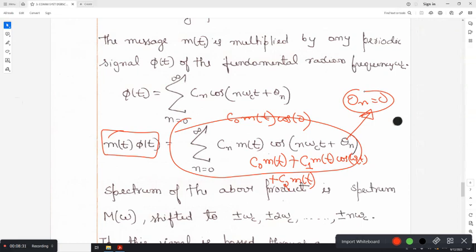Right, you can just expand it now. This will be m of t into cos of 2 omega ct, plus the next term, and so on till infinity it goes. Now tell me, in this entire equation, which is the term required? Which term represents your double sideband suppressed carrier AM wave?